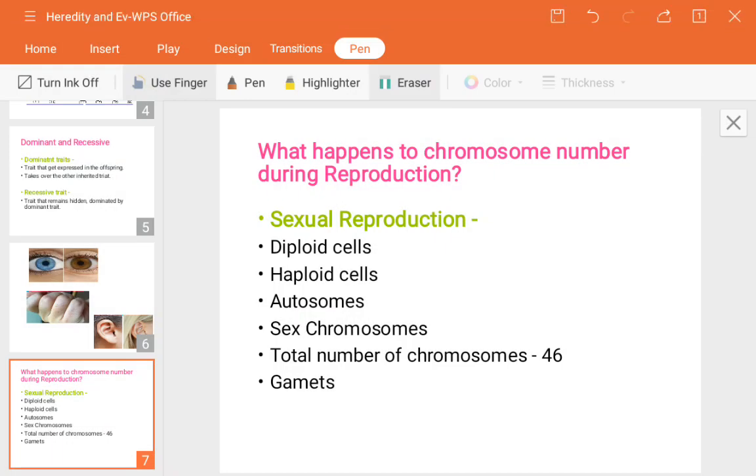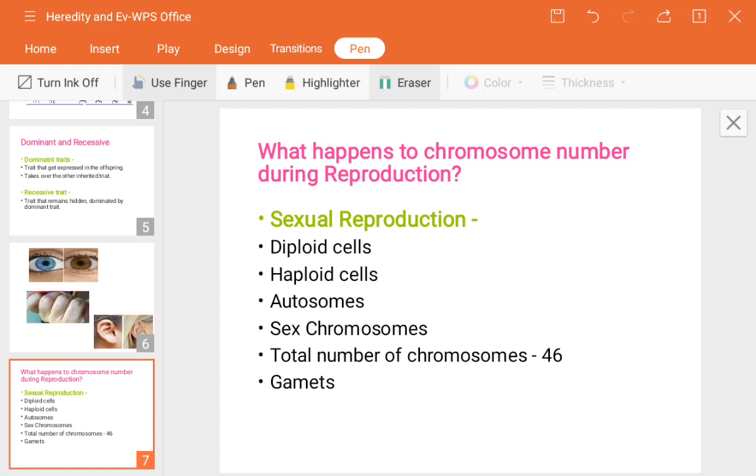So here the sex chromosomes are in one pair. One more question will arise here: how will it be transferred into the baby? Near about, one sex chromosome will transfer from the father and one from the mother. So this is the basic thing.